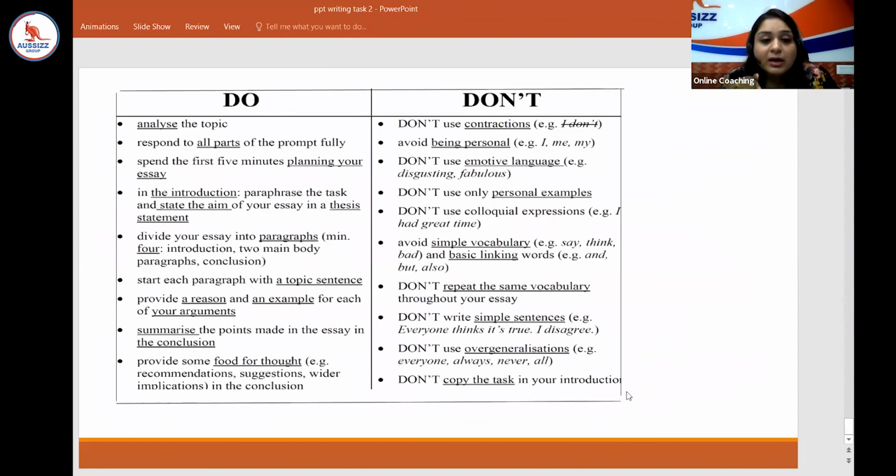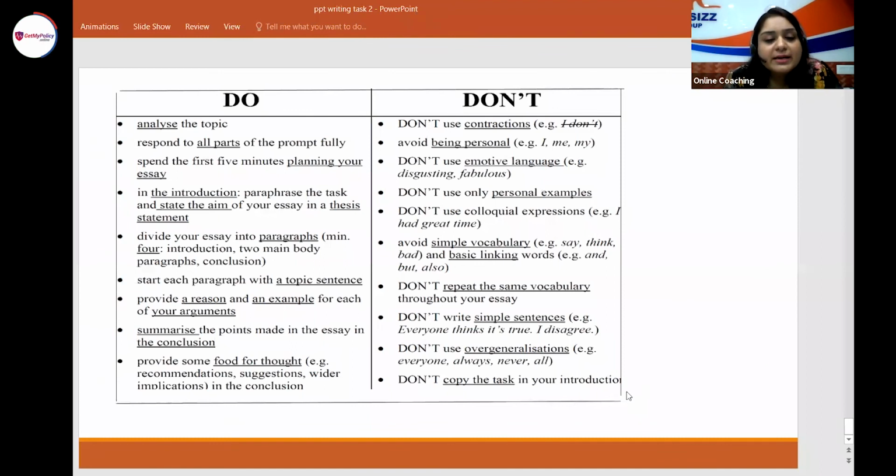Then go with the post-writing. Post-writing is important. What you have to look at for the post-writing is whether you have written the spelling appropriately, whether, as many students write, I in small letters. Do not write I in small letters. Always write capital I. Third do is spend the first 5 minutes planning your essay. Of course, you have to plan. The fourth do point is in the introduction, paraphrase the task and state the aim of your essay in a thesis statement. Again, I have already clearly mentioned how to write a paraphrase and how to write a thesis statement.